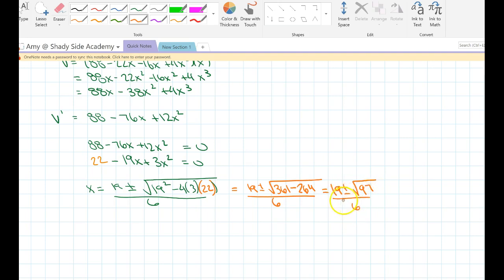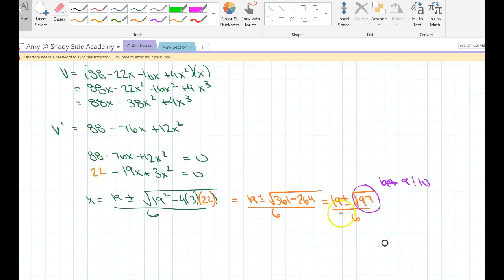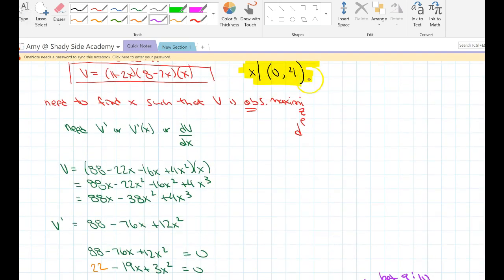Maybe you're saying, using some mental math, this number here is going to be between 9 and 10. 19 plus 9 is 28, and 28 divided by 6 is a number bigger than 4. 19 plus 10 is 29, which will also be bigger than 4 when you divide it by 6. But 19 minus 9 divided by 6 is a number in this interval.